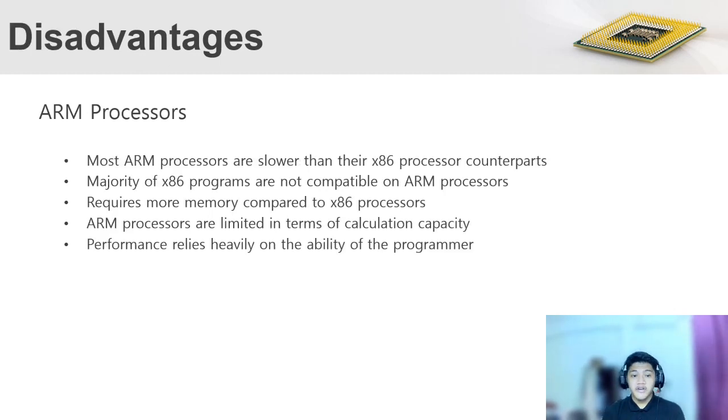The disadvantages of ARM processors is that most ARM processors are slower than their x86 processor counterparts. Majority of x86 programs are not compatible on ARM processors. ARM processors also require more memory compared to x86 processors. ARM processors are limited in terms of calculation capacity, and the performance relies heavily on the abilities of the programmer.